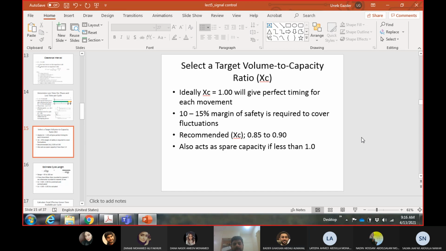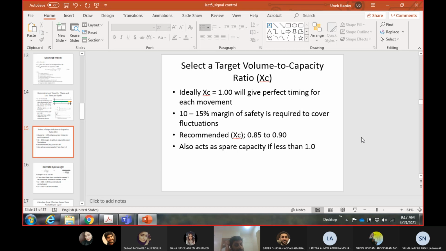Yeah, this is correct. So volume to capacity ratio is denoted with XC. Okay, and if XC is 1, that means volume is exactly equal to capacity in the peak hour. And ideally or theoretically, this will give you a perfect timing plan for each movement. You exactly have the time which is required for that movement.